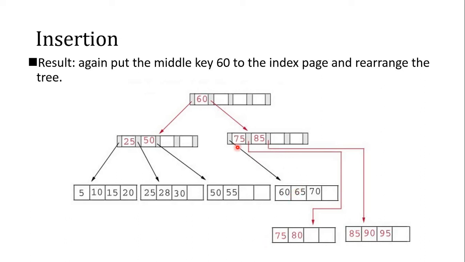So 60 will be the index page, or the indexing node, the middle key of this tree, where the markup from the left is the left of 60 and from the right it is higher than 60, and from there the root node is again split. So the values are totally rearranged again in the tree.